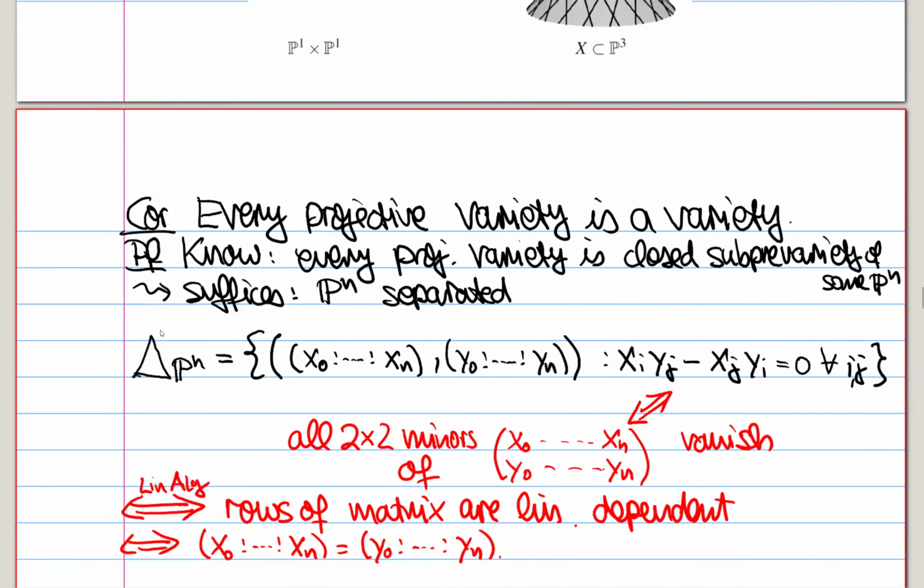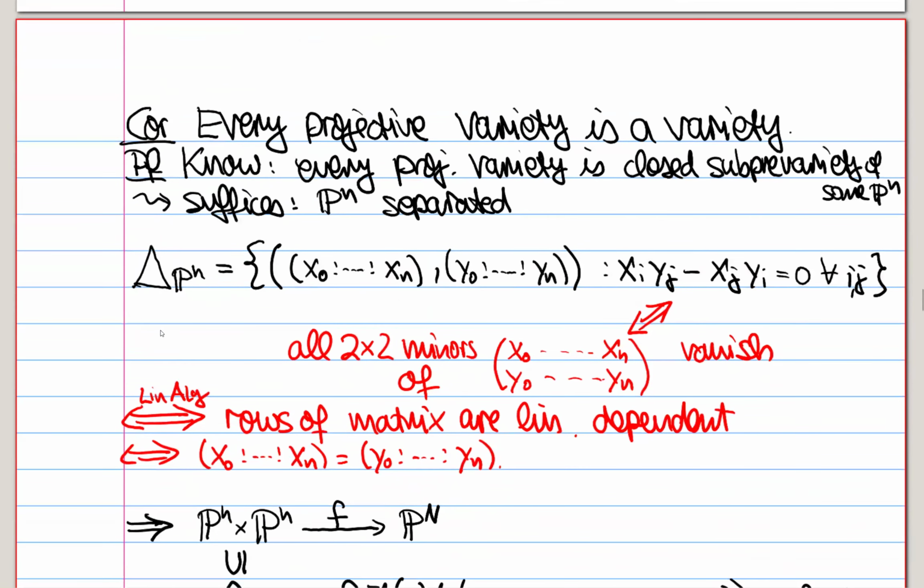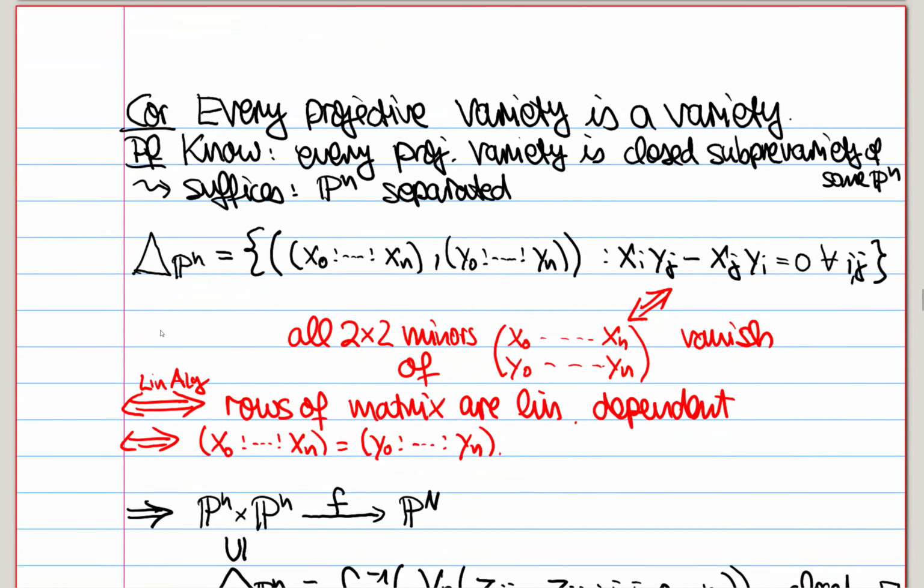And then we have, as a corollary, the thing that we wanted to prove, namely that every projective variety is a variety, making sense of the name afterwards. So what we know is that every projective variety is a closed subvariety of some Pn. So as mentioned before, it suffices to show that Pn is separated.